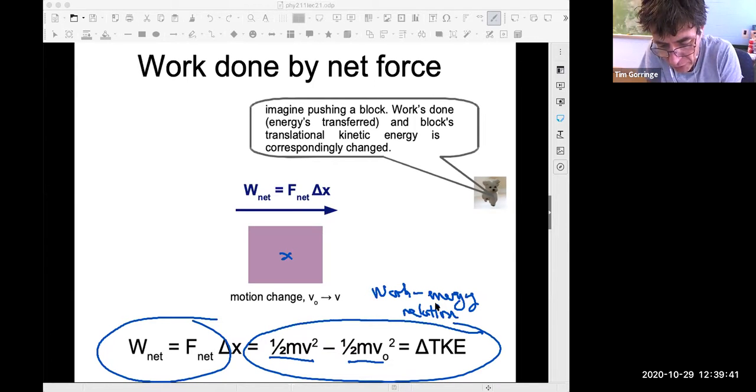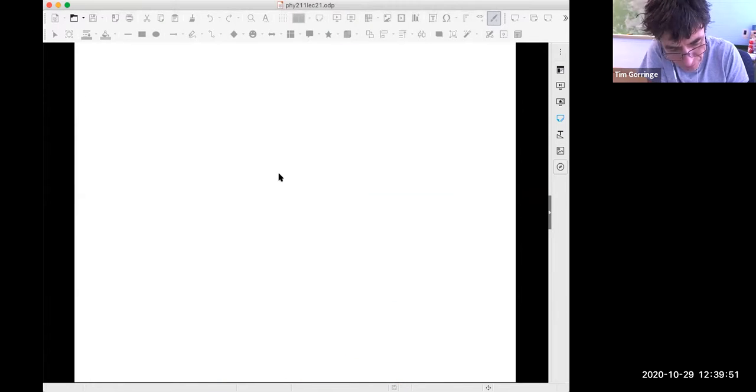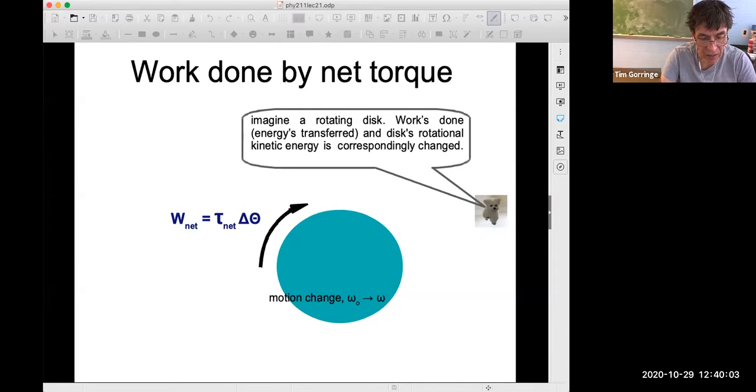There's the same story in rotational motion. Let me go to that. Okay, so now instead of thinking about the work done by force or the net force, let's think about the work done by torque or net torque. And to think of that, let's imagine instead of a crate or a block on the desk that we're moving from left to right, we've got a wheel or a ring or a sphere that we're rotating clockwise.